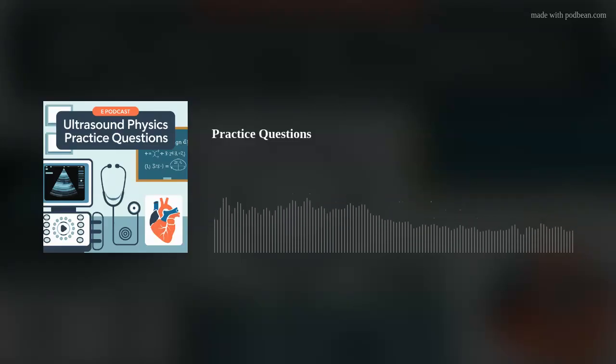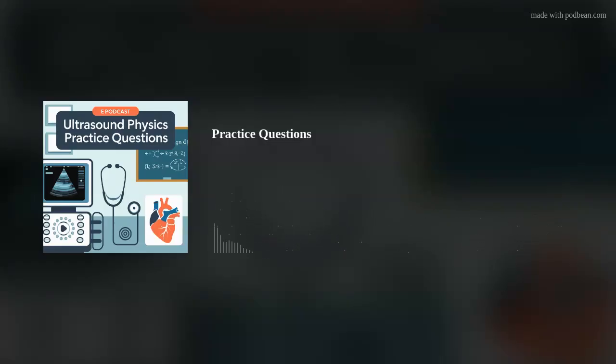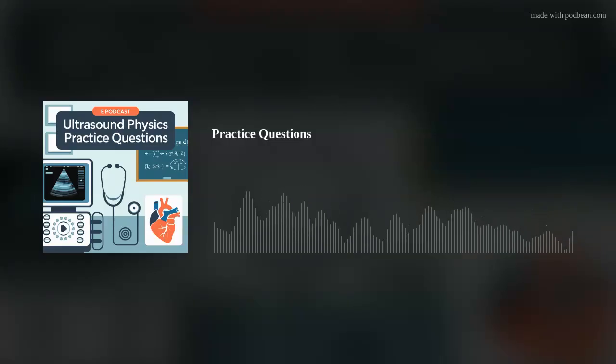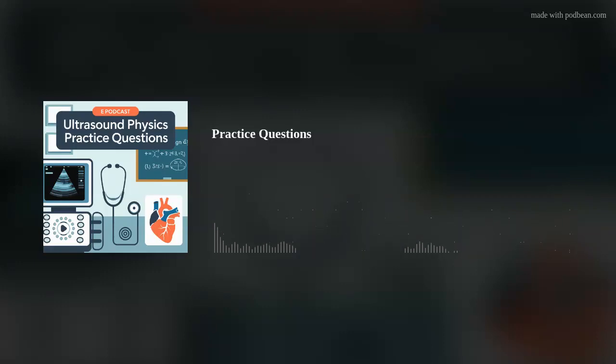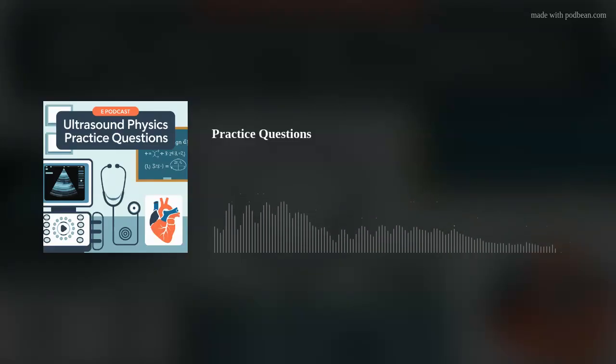This one asks about operator controls. It wants to know which control adjusts the transmitted intensity of the ultrasound beam. Is that the same as gain? That's an important distinction. The control that adjusts the intensity of the beam you're sending out is usually called power output or output power. It's basically like the volume knob on a speaker.